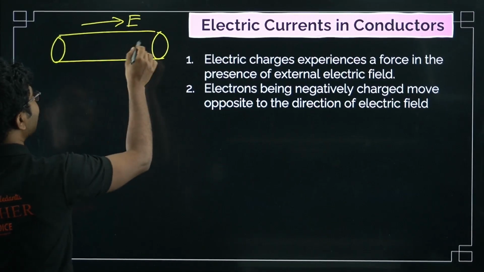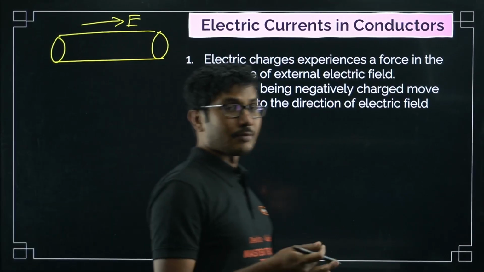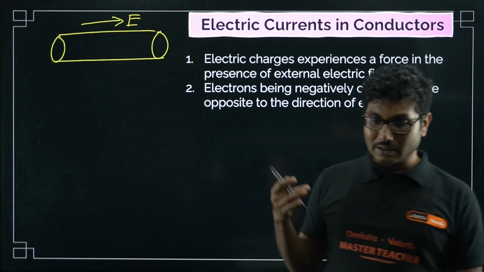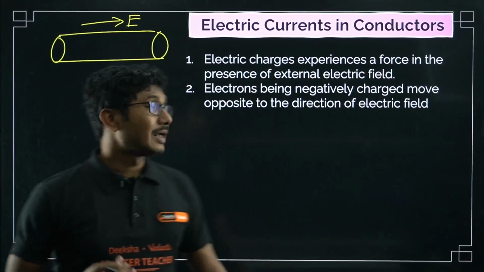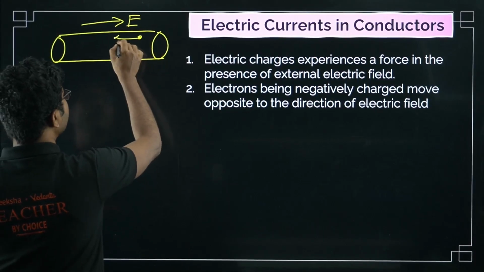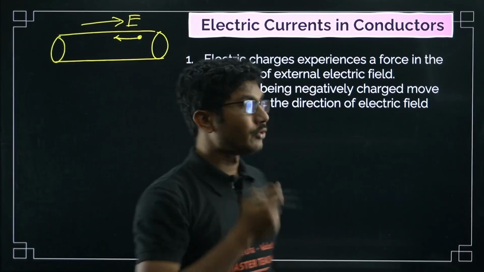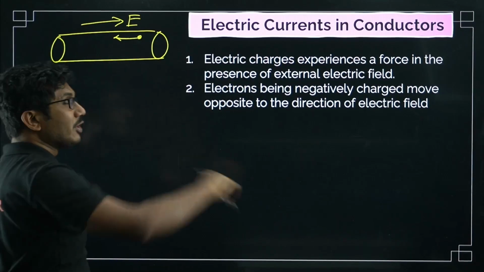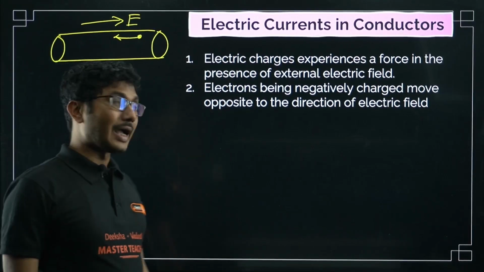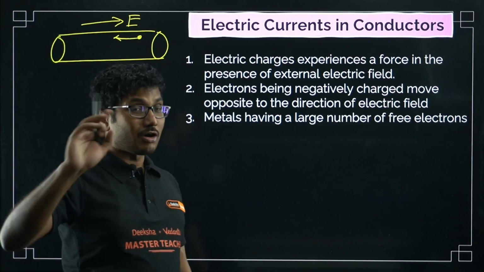The conductor is made up of a lot of free electrons, as we discussed in our previous chapter. Here the electrons move in the opposite direction of the applied electric field. It is a very important concept to know that electrons always move opposite to the applied electric field, and only electrons can move, protons cannot.